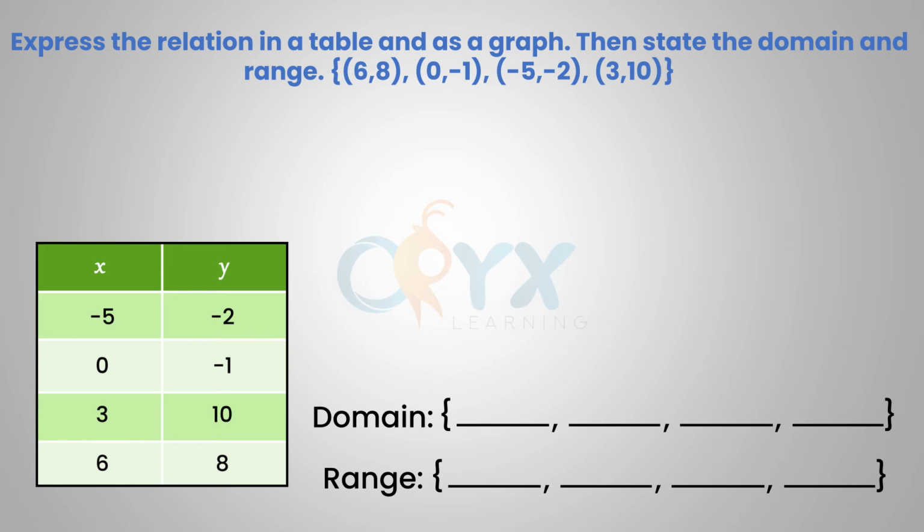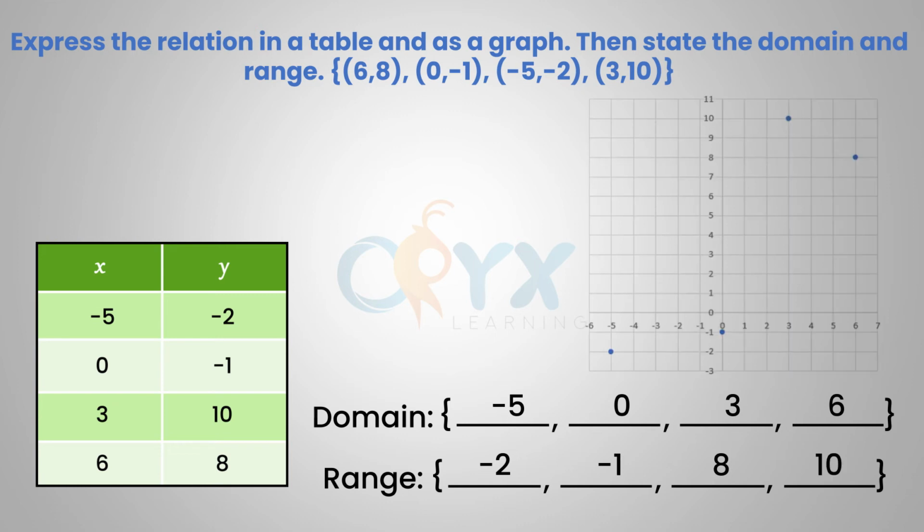The domain is all of the x values, and they're already in order, so -5, 0, 3, and 6. And the range would be all of the y values also in order. So -2, -1, 8, and 10. If we plot these points on the graph on the coordinate plane, it looks like the image shown. As we can see, the points (-5, -2), (0, -1), (3, 10), and (6, 8) are all graphed.